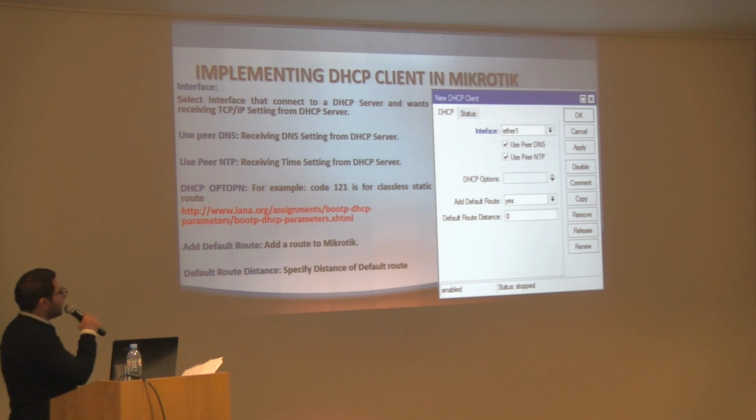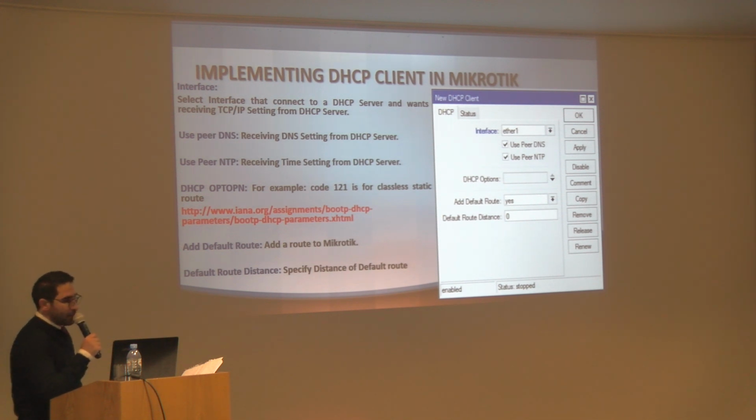In the interface part, you can select the interface that connects to a DHCP server and wants to receive network parameters from it. With use peer DNS, the DHCP client gets the DNS server address from the DHCP server, and with use peer NTP, the DHCP client receives the time server address from the DHCP server.